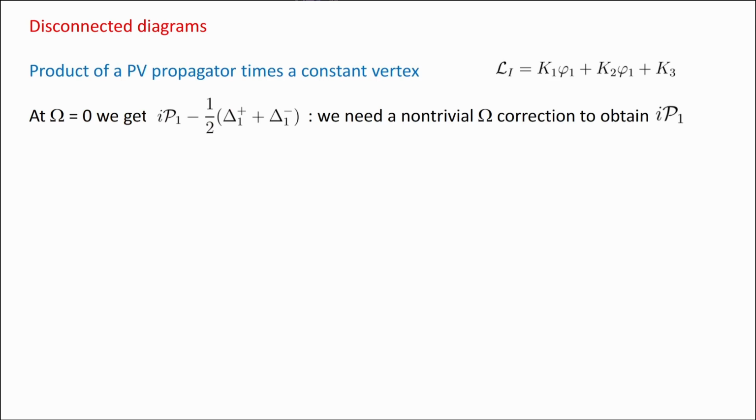Even disconnected diagrams reserve surprises. Let's start from the product of a propagator times a vertex, a constant vertex with no legs. This is a propagator, phi times 1 times nothing. At omega equals 0, you still find not what you want, and you need a non-trivial anti-Hermitian correction to get rid of the rest. Once you do that, you get what you want.